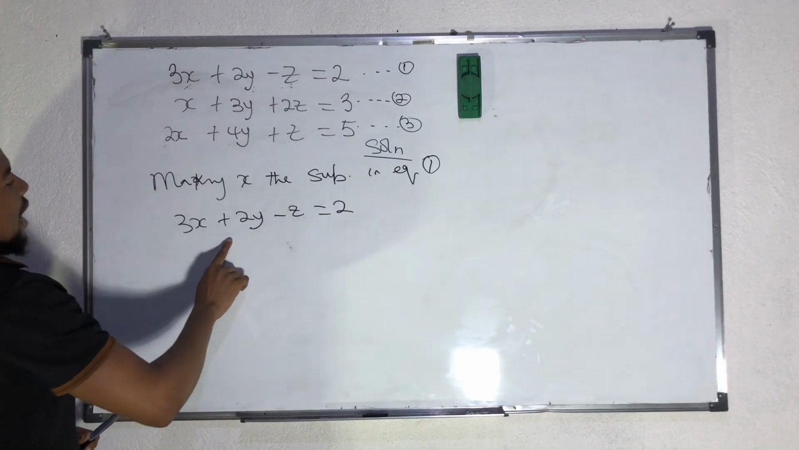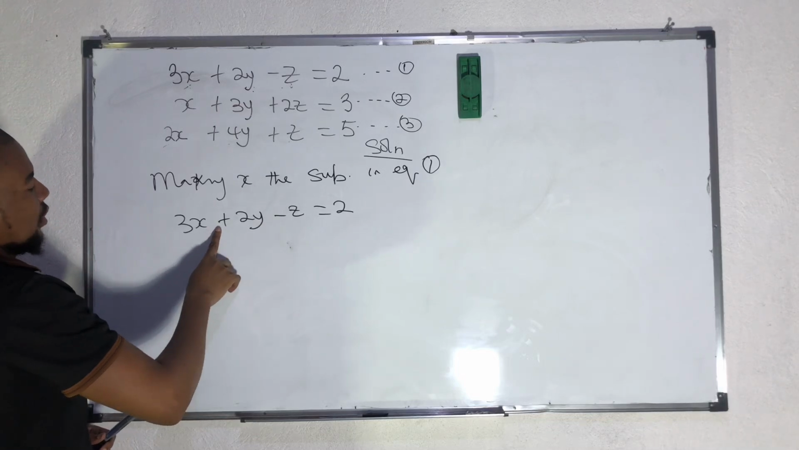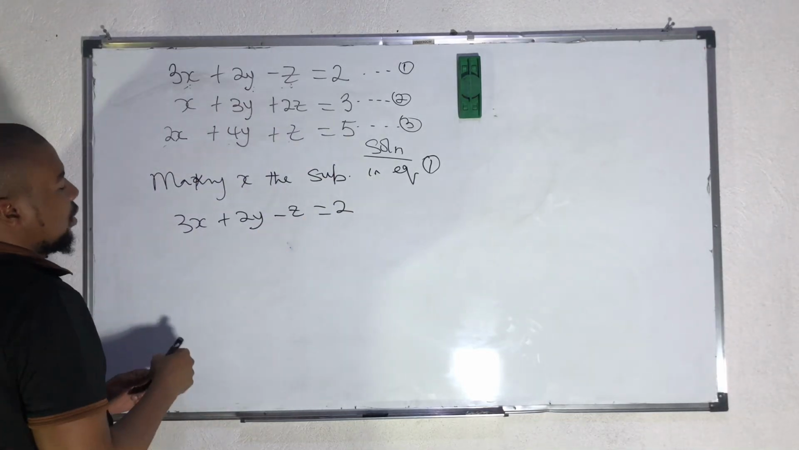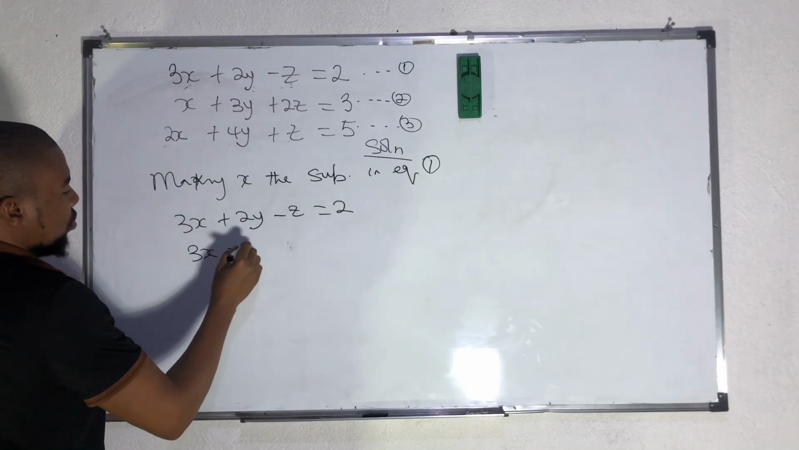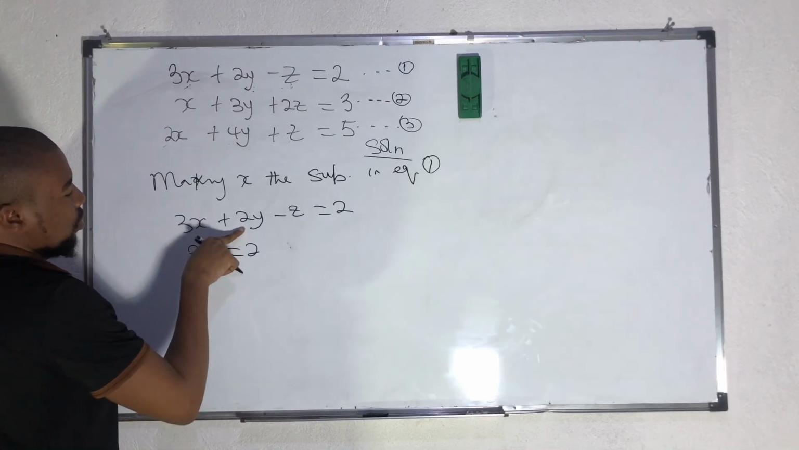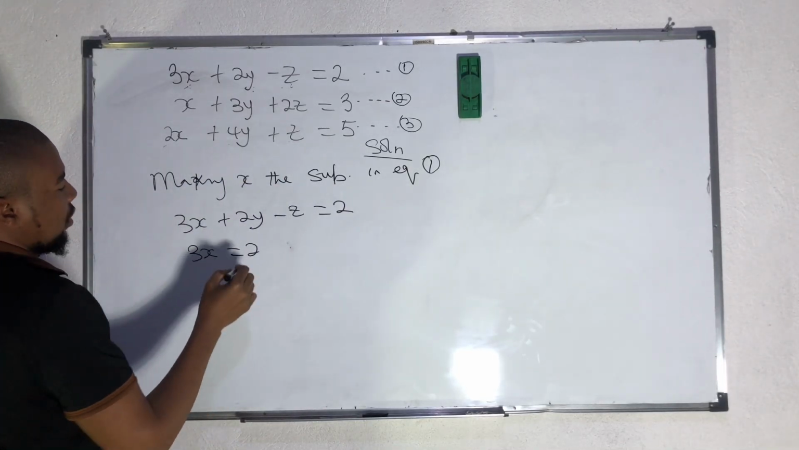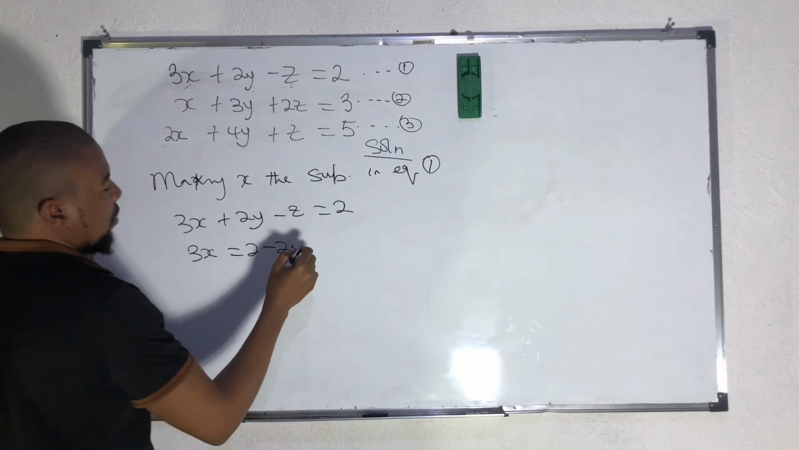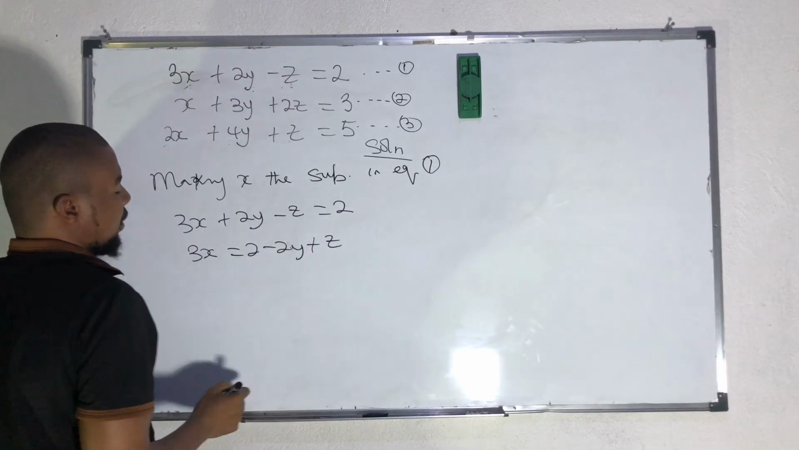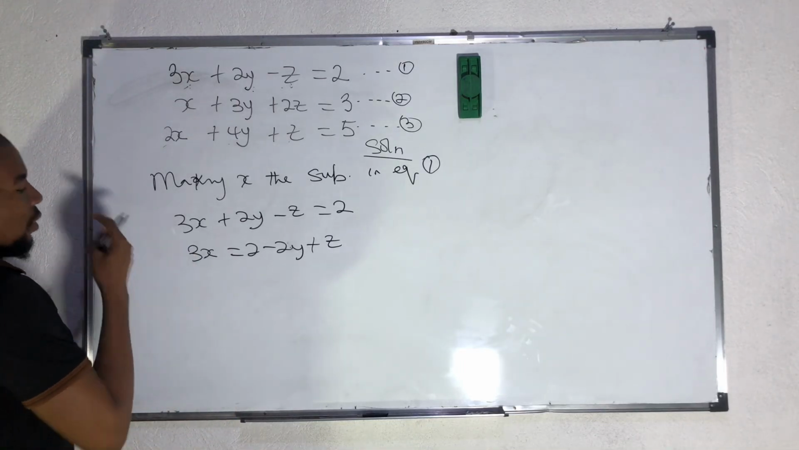I'm going to transfer everything here, which is attached to the x across. And what shall we have? We now have 3x is equal to 2, the 2 here. This 2y goes across, it now becomes a minus 2y. The negative z also goes across, it now becomes a plus z. Now, what do we do next?